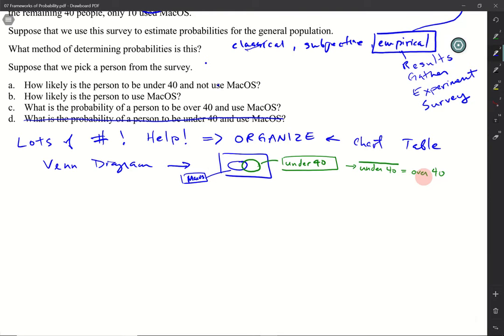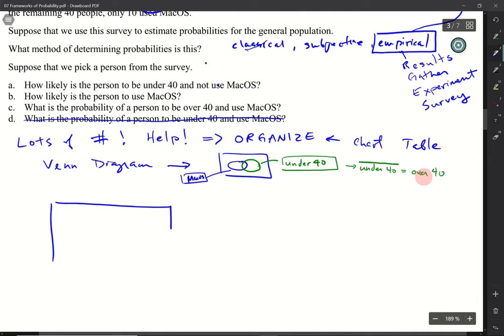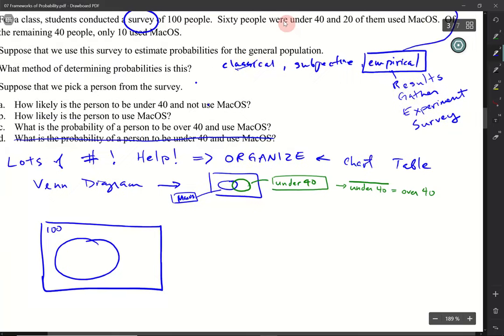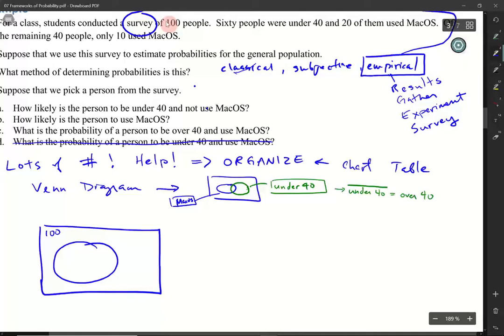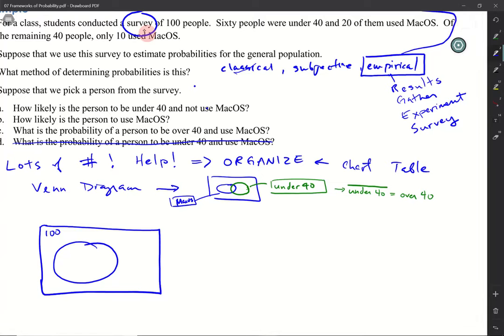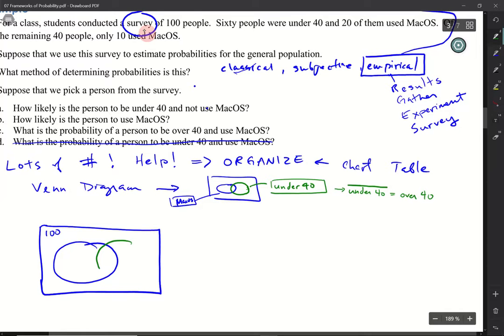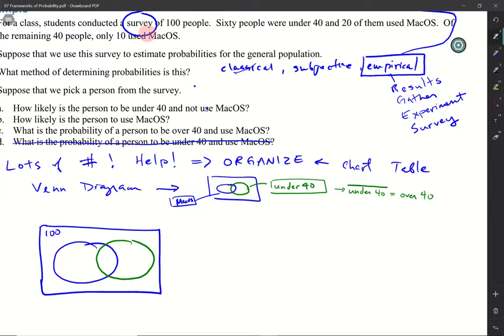Okay, so here's our universe. And how big is our universe? Our universe is 100, right? Because they surveyed, or not universe, but sample space is 100. So our big box in the Venn diagram is 100. Okay, so when you want to fill things in, how do you fill things in?